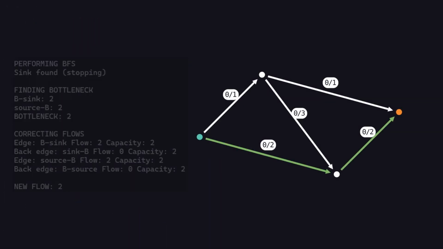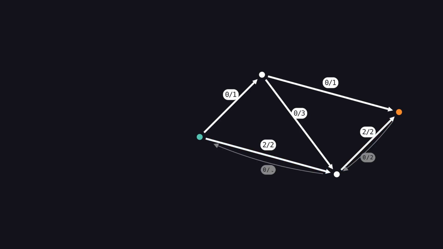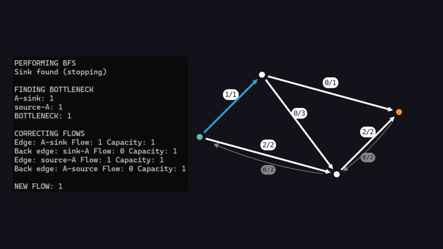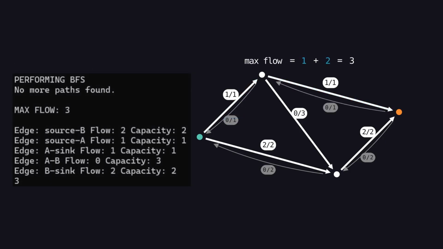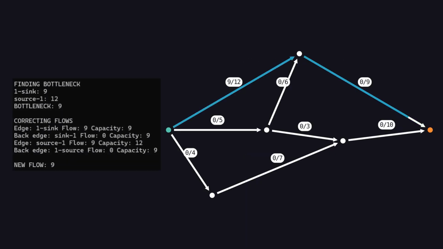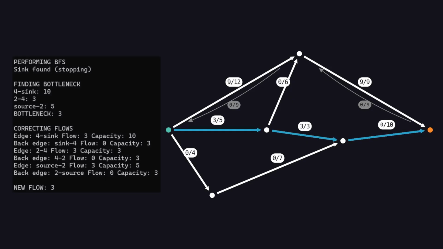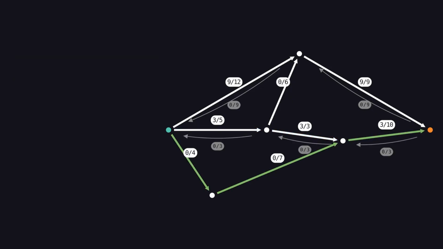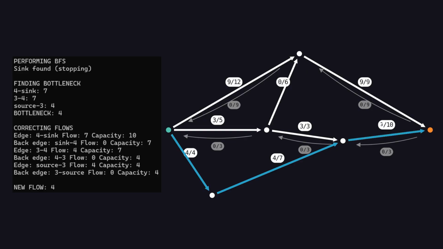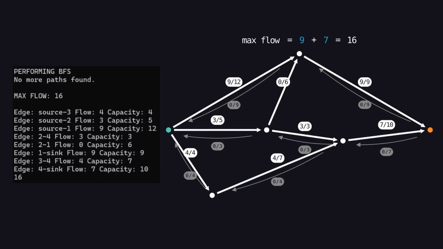Here is the first graph. You can see it first picks the bottom path and pushes a flow of 2 through it. Then it picks the top path and pushes a flow of 1 through it. There are no more paths, so it returns the max flow as 2 plus 1, which is 3. Here is the larger graph. It first picks that top path and pushes a flow of 9 through it. Then it picks this middle path and pushes a flow of 3 through it. Then it picks the bottom path and pushes a flow of 4 through it. There are no more paths, so it returns the max flow as 16.